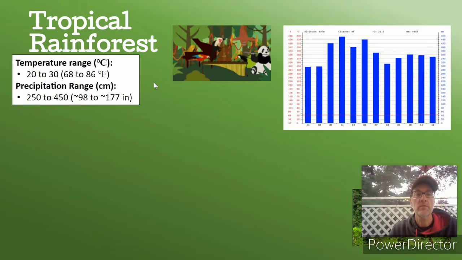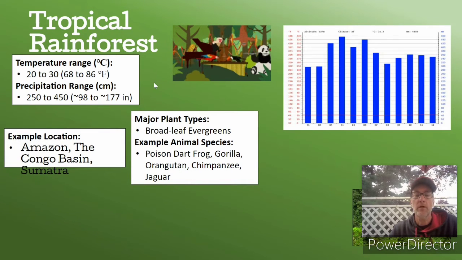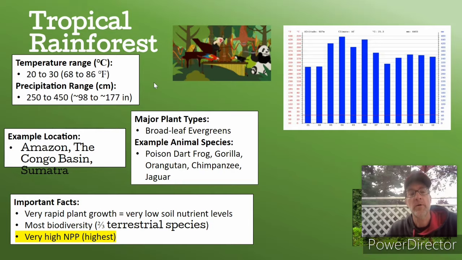Okay, tropical rainforests. What do we see when we see tropical rainforests? We know that we get lots of rainfall. We have high temperatures. We have lots of biodiversity. Lots of species that we kind of think of: poison dart frogs. If we're in Africa, we can see gorillas. In Asia, we can see orangutans, jaguars in South America.